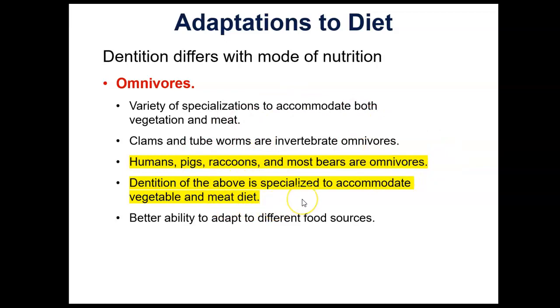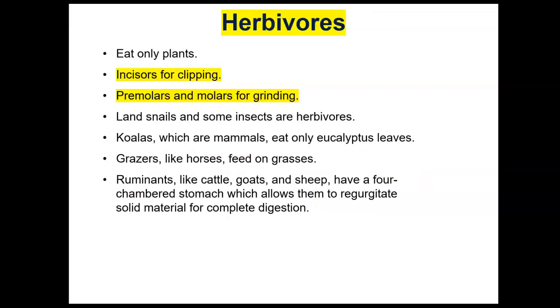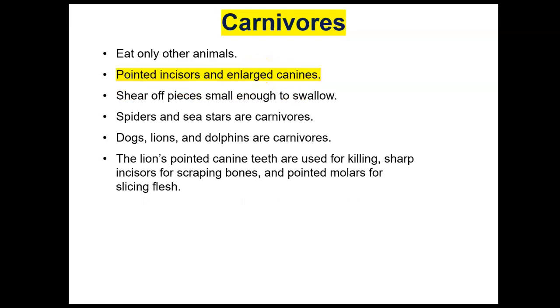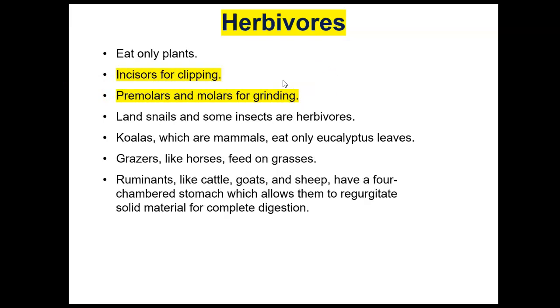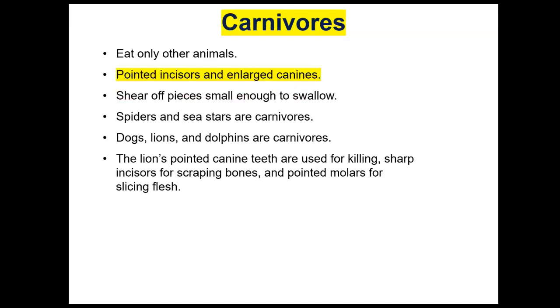They're going to have the flattened molars to help break up that plant material, and they're going to have those sharp incisors to help tear the plant material. So incisors for clipping and premolars and molars for grinding. That's what herbivores have, so omnivores are going to have those also. And then carnivores are going to have pointed incisors and enlarged canines. So an omnivore would have, for example, incisors for clipping, but also canines for shredding.